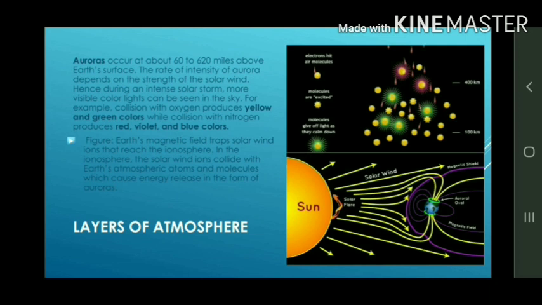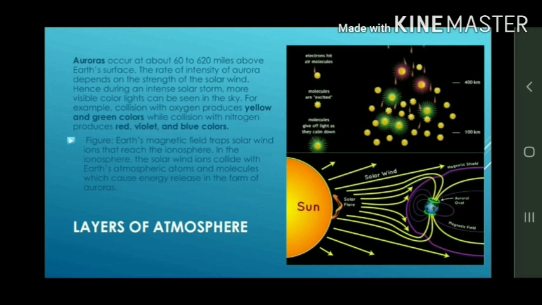So what is aurora? Aurora occurs at about 60 to 620 miles above Earth's surface. The rate of intensity of aurora depends on the strength of the solar wind. Hence, during an intense solar storm, more visible color lights can be seen in the sky. So it depends on the intensity of the solar storm that produces solar wind, yung katingkaran ng kulay ng isang aurora.